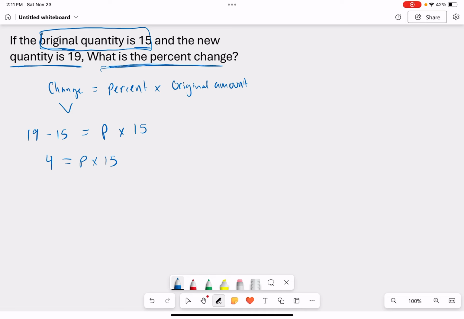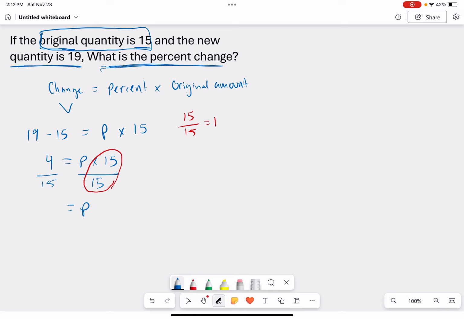Okay, so we can see that the P and the 15 are being multiplied. In order to isolate the P, we're going to need to divide by 15 because 15 is being multiplied. We do the inverse operation, that is dividing. So we divide by 15 on both sides. What we do to one side, we have to do to the other. So what do we see here? We see 15 divided by 15. Well, 15 divided by 15 is just 1. So we are just left with 1P.